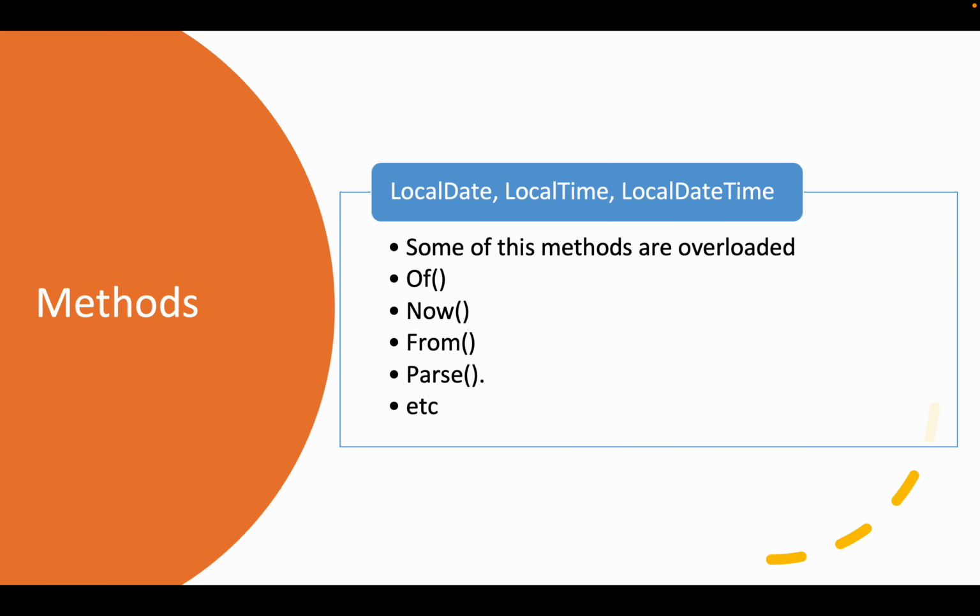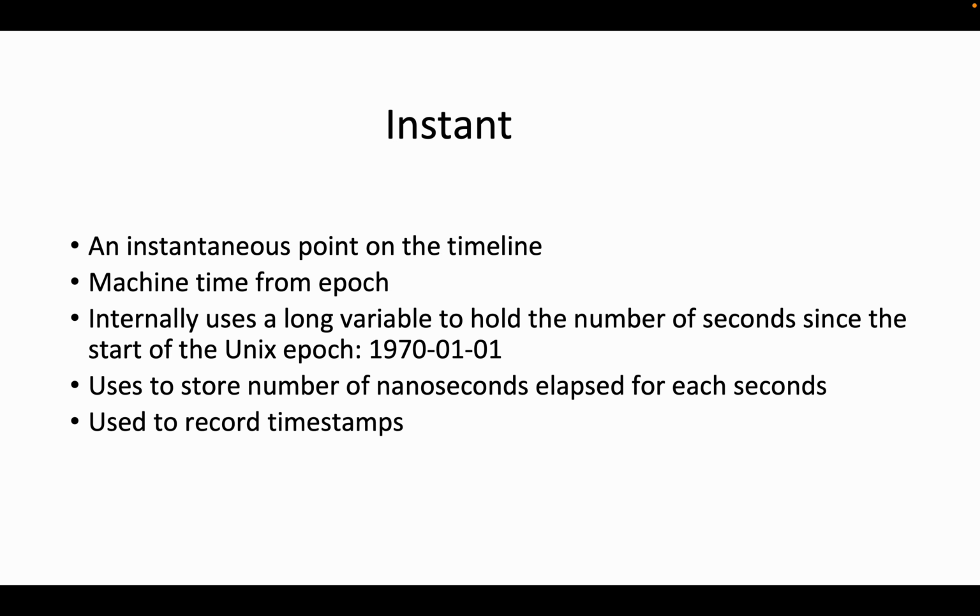So the methods that you'll normally find inside local date, local time, and local date time are the of, now, from, parse, exact, and these are mostly what you will be working with. And these methods, some of them are overloaded, as we'll see when we do the coding.